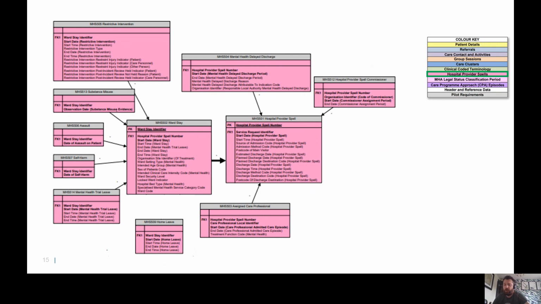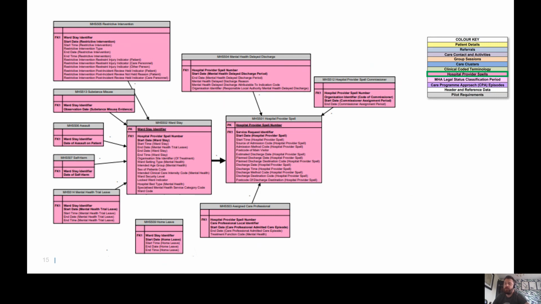So we've got the commissioner, so who is responsible for the payment of that hospital spell. We've got the delayed discharge, although with COVID and the shift away from the link between local authorities and mental health services, we think that we'll no longer need to capture delayed discharges because that responsibility will lie solely with the healthcare provider.